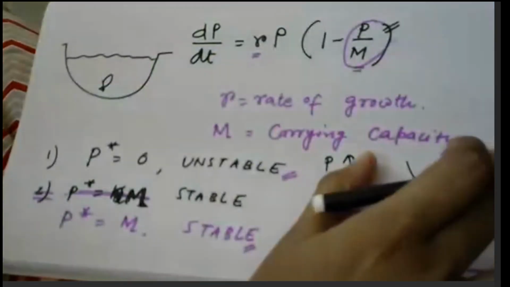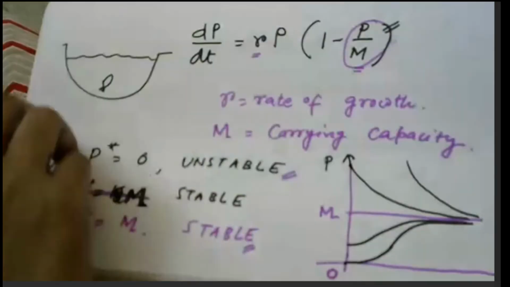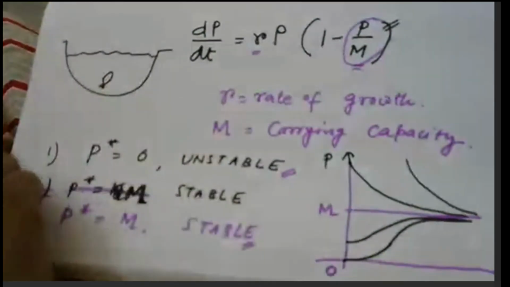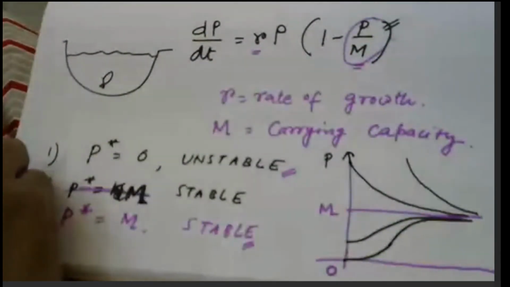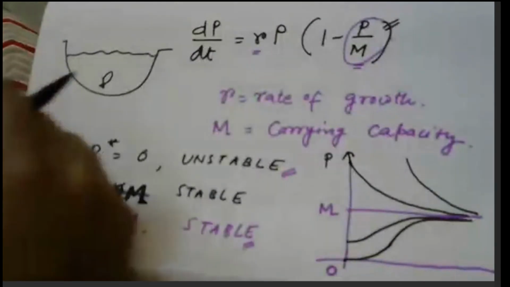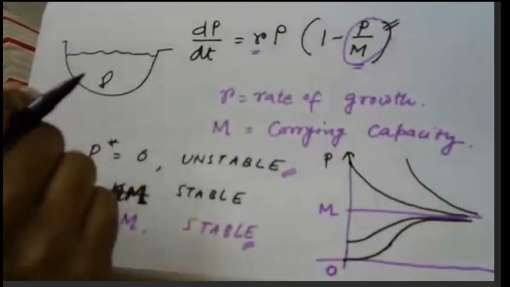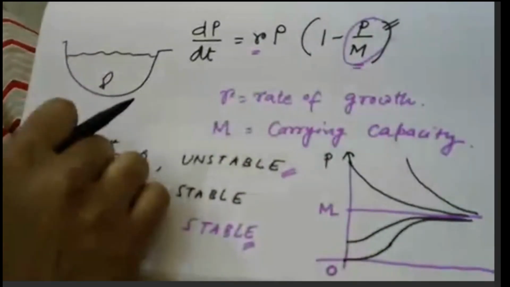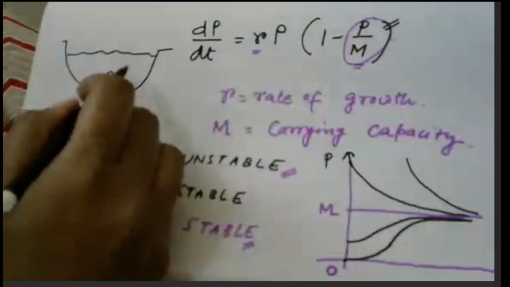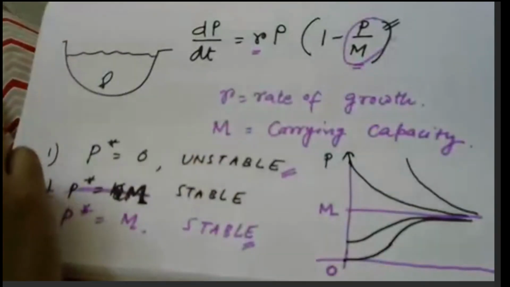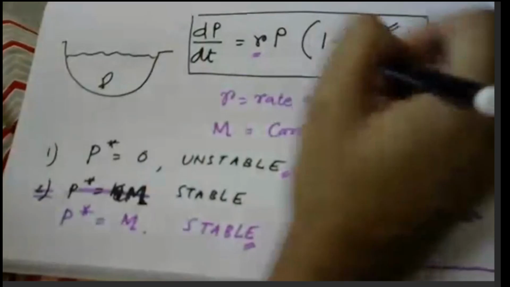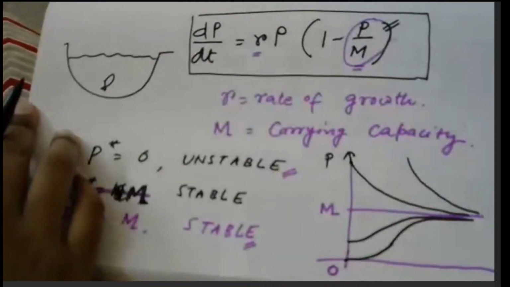In the third case, what we add is a harvesting. Suppose after a certain time, like in every 7 days, you catch some fishes and you sell them in the market. So at a constant rate, you are trying to harvest the fishes. You are catching the fishes and selling them to the market. How will you think the equation will change? And what will be the solution of that equation?